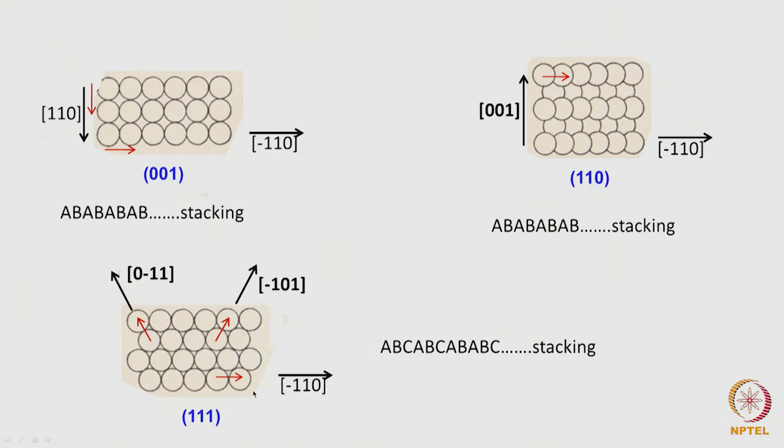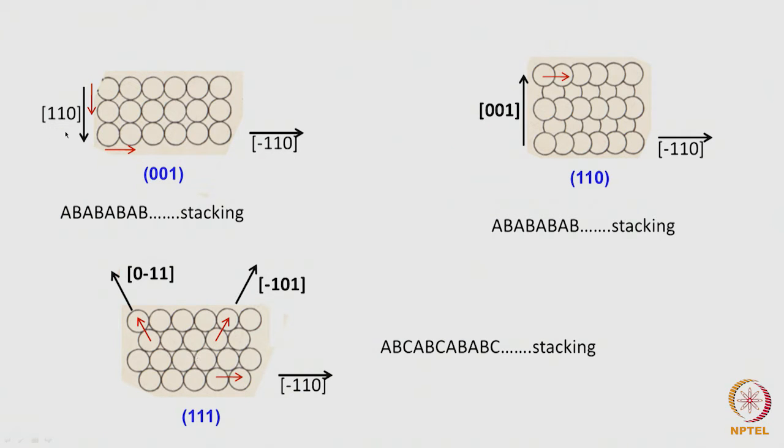Let us take the case of the 111 plane. Here one can make out that the atoms are packed much better than even in the 001 plane. And here three close packed directions are there: half 1 bar 1 0, 1 bar 0 1 and 0 1 1 bar. So in this particular plane we can have three types of dislocations with Burgers vectors corresponding to any one of these directions.